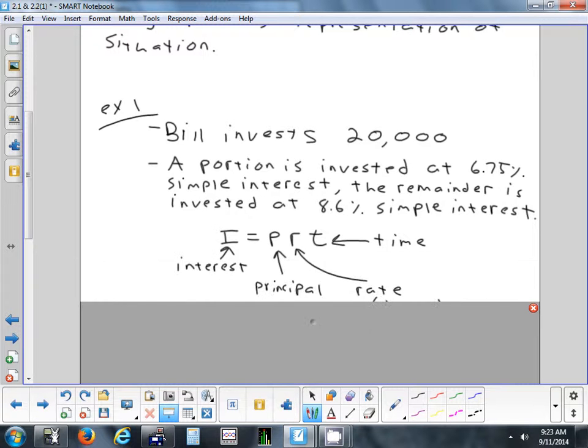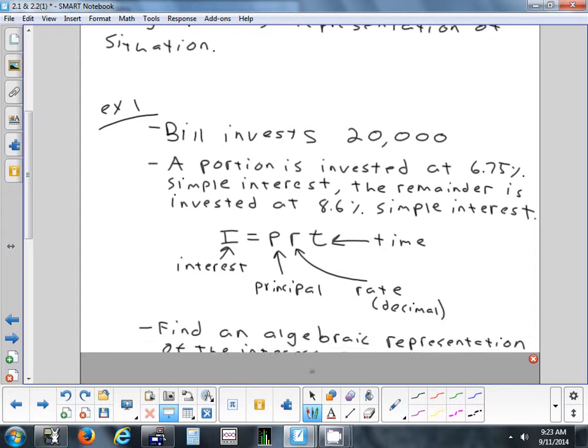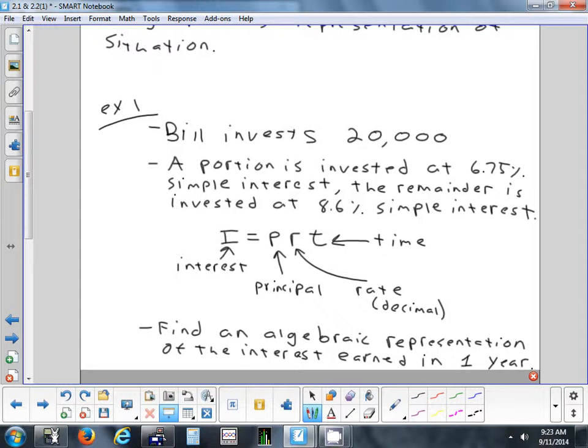I is the interest that you make. P is the principal. Principal is how much money you're investing. R is your rate, and we always do the rate as a decimal. So if he was making, say, 12% interest, that's 0.12. Okay, so we're going to have to convert these percents to decimals. And T is the amount of time that the money's invested for. And we're going to be doing it in years.